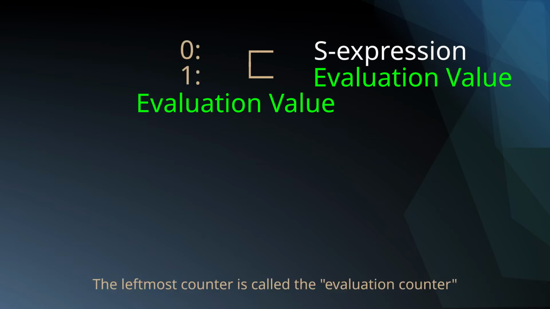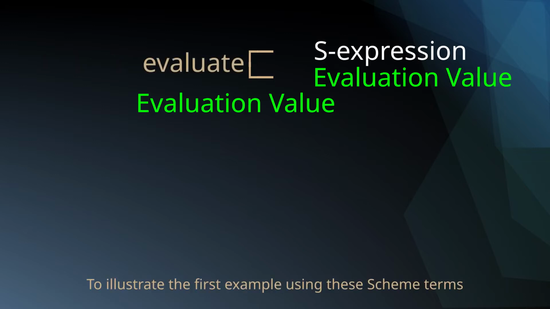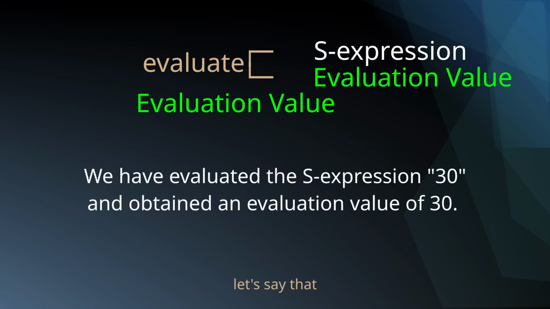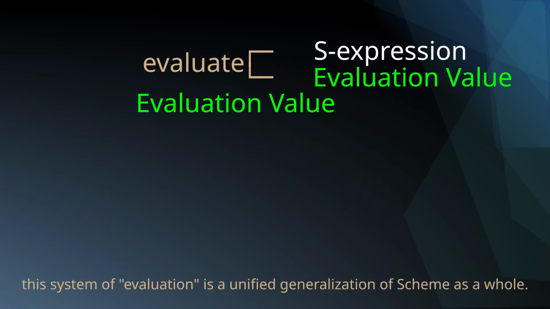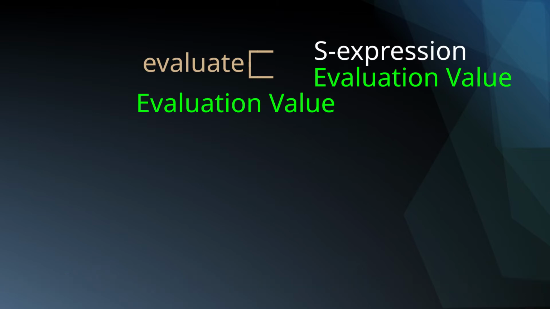The leftmost counter is called the evaluation counter, because it increases each time evaluation is completed. To illustrate the first example using these Scheme terms, let's say that we have evaluated the S expression 30, and obtained an evaluation value of 30. As you will gradually learn, this system of evaluation is a unified generalization of Scheme as a whole. It is one of the factors that make Scheme a simple and clean programming language.